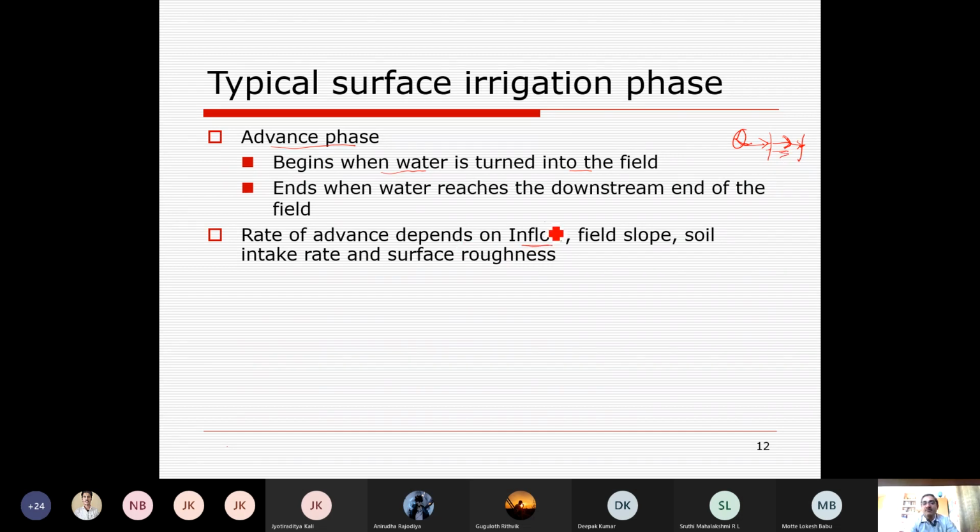So rate of advance depends on inflow and field slope. If it is sloping, it will be faster. Also soil intake, infiltration characteristics of the soil, and surface roughness. What is surface roughness? If there is crop, it will be slow in advancing, and if there is no crop, no resistance, it will be faster. So these are the conditions for the advance phase.